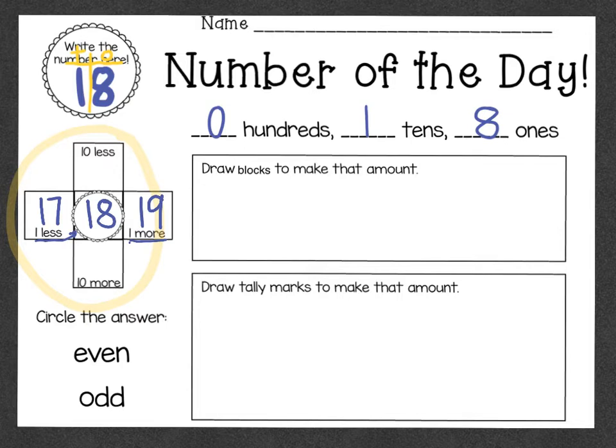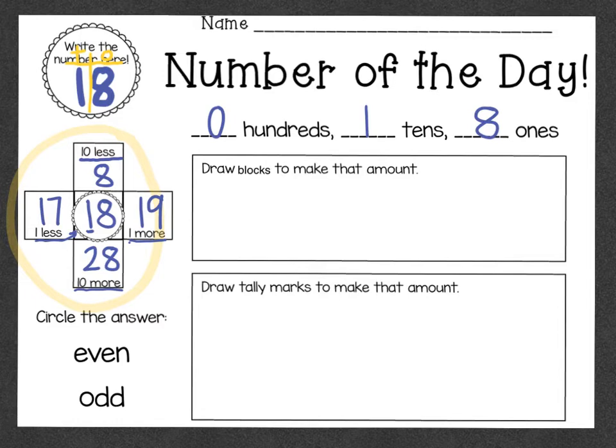And now we have to look up here, 10 less. So take away 10. 18 minus 10 is 8. And then at the bottom, 10 more. Let's add 10. 18 plus 10. The only thing that will change is the tens place. It'll change to 2 tens, so 28.